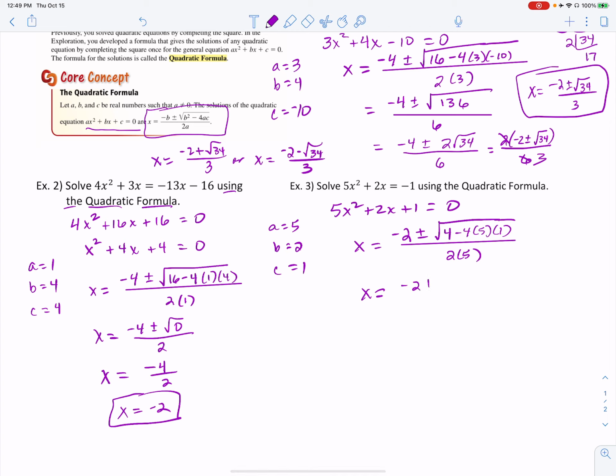So we get a negative 2 plus or minus, and we get 4 minus 20, which is the square root of a negative 16, all over 10. Again, even though 2, 16, and 10 are even numbers, the 16's under a radical. You cannot simplify that right there. Now the square root of 16 is 4, and since it's negative underneath there, it's imaginary. So we get negative 2 plus or minus 4i all over 10.